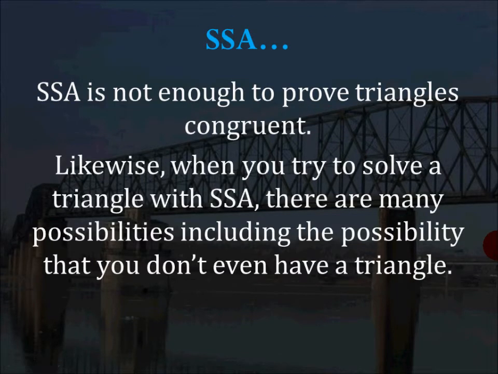All right, now we have the SSA scenarios. You are given two sides and one of the angles that is not the included angle. So, as you remember from geometry, you cannot use SSA to prove triangles congruent or similar. Likewise, when you try to solve a triangle with SSA, you have to consider there are many possibilities, including one with two solutions, and the possibility that you don't even have a real triangle.